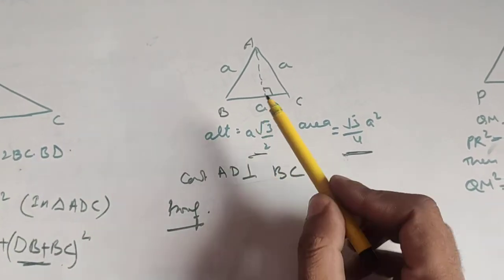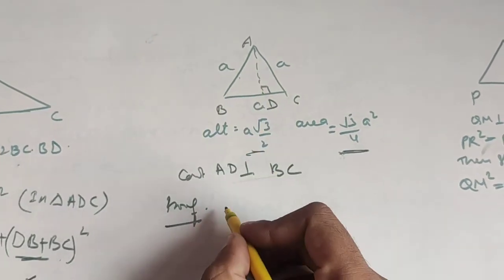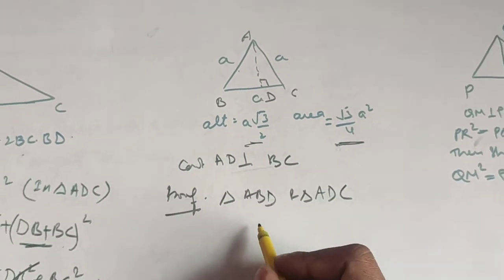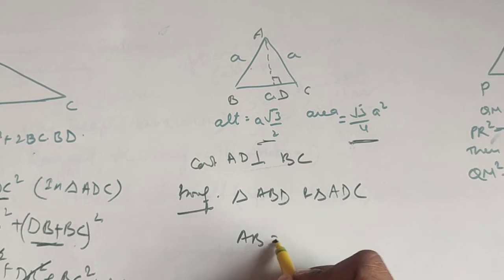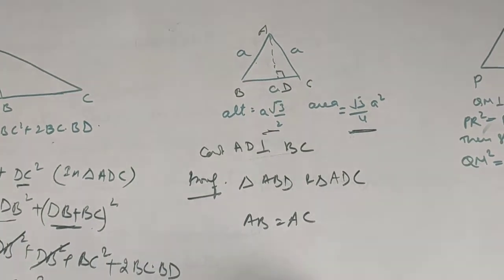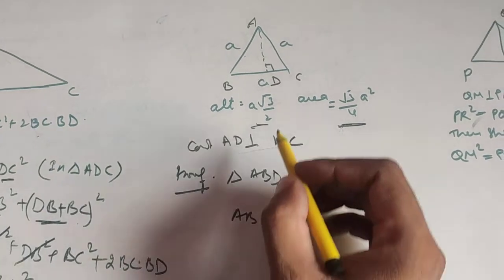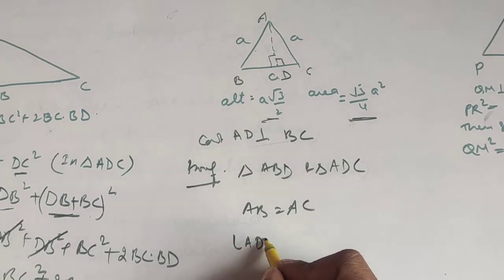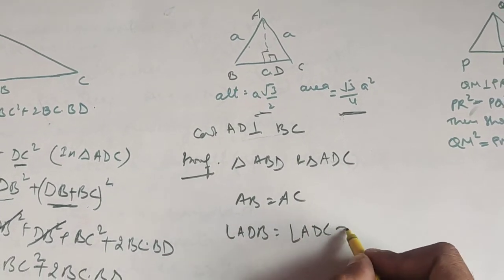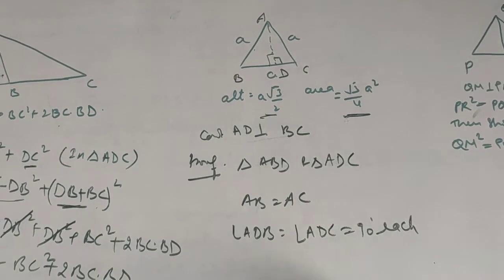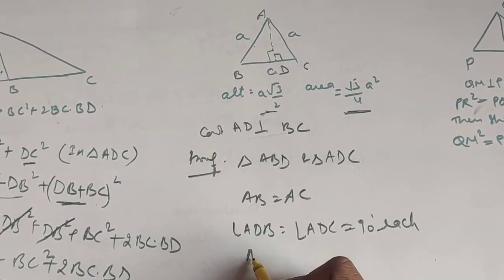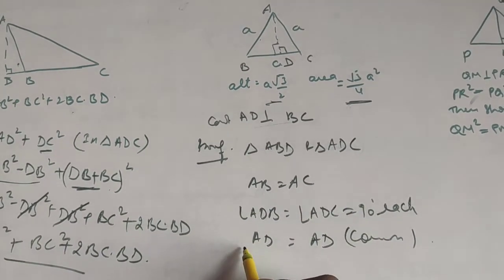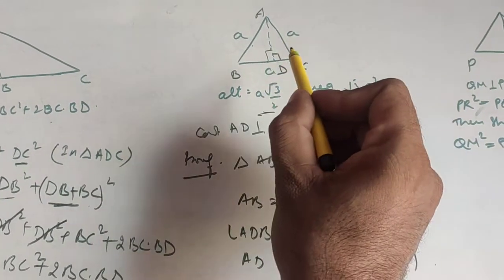First we need to find out the altitude. Now look at these two triangles, I am talking about triangle ABD and triangle ADC. We have AB is equal to AC because the sides are equal, and we can also have this angle as 90 degrees in both the triangles, angle ADB is equal to angle ADC is equal to 90 degrees each. Then we have AD is equal to AD as common side. So these two triangles, triangle ABD and ADC, are congruent.